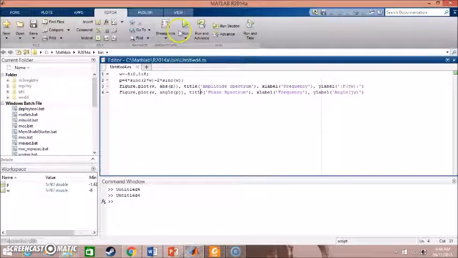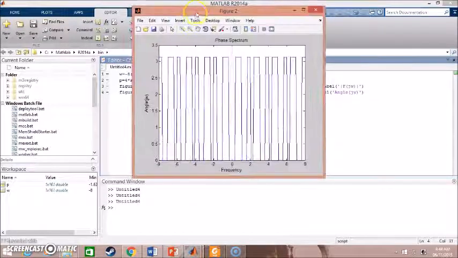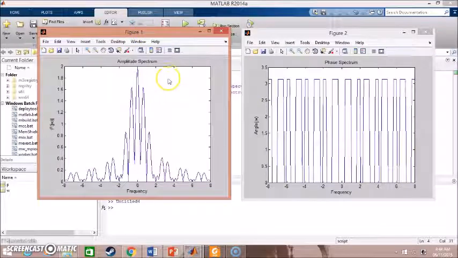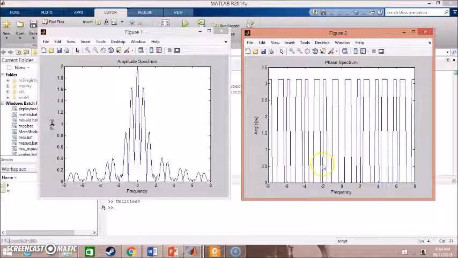When I run it, we are presented with two graphs here. As you can see, on the left you can see the amplitude spectrum, with title and all, and the same goes for the phase spectrum here.